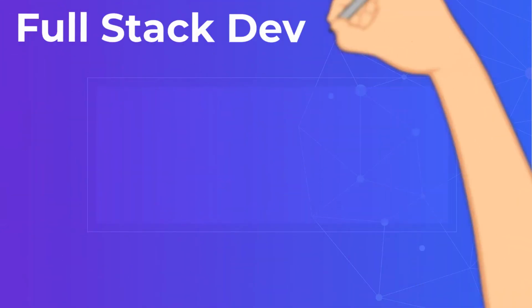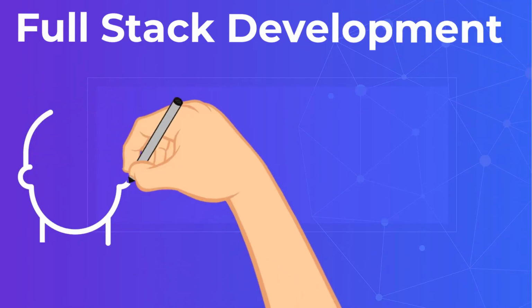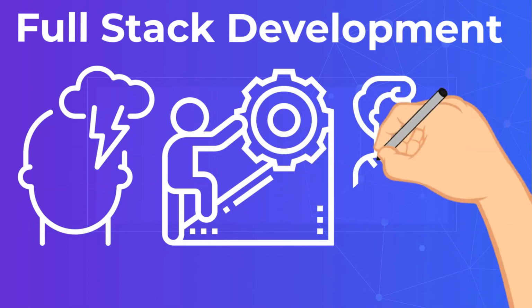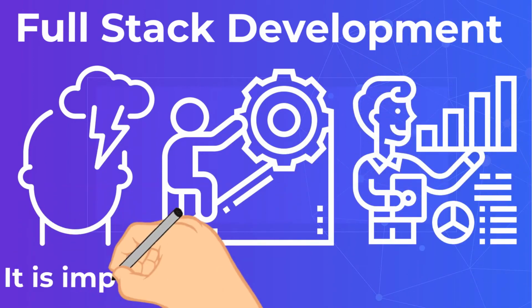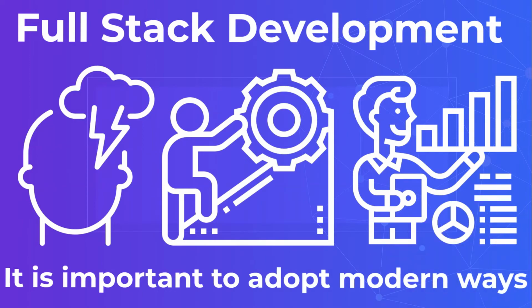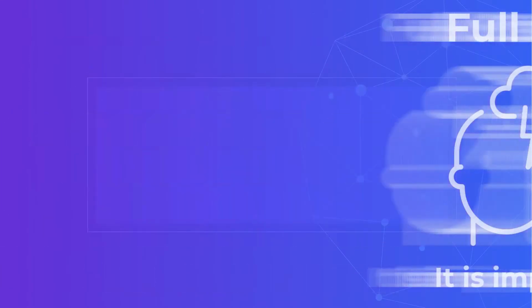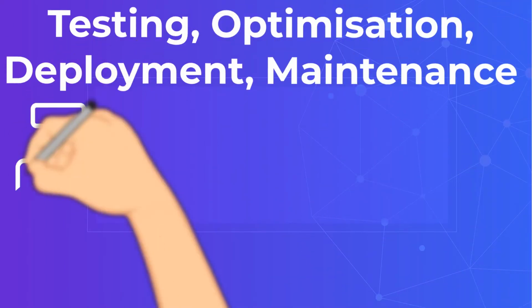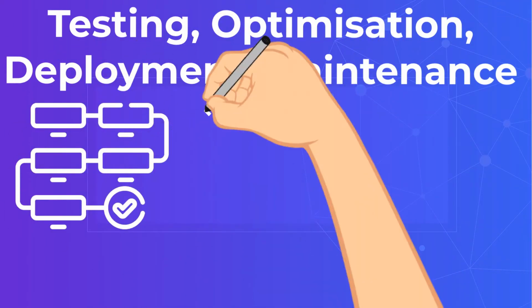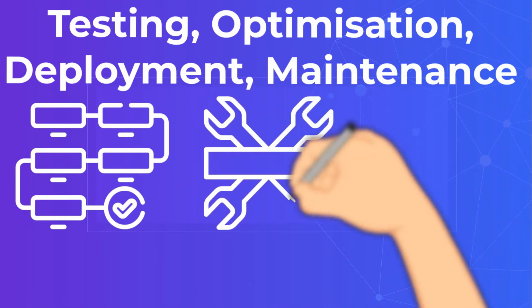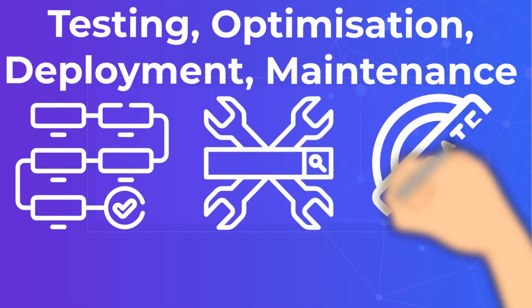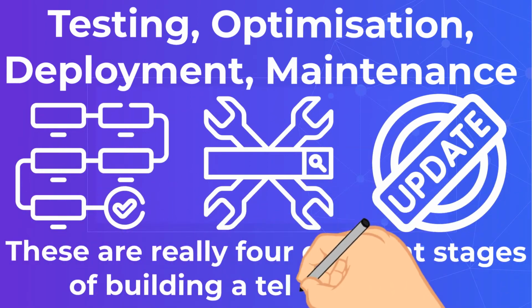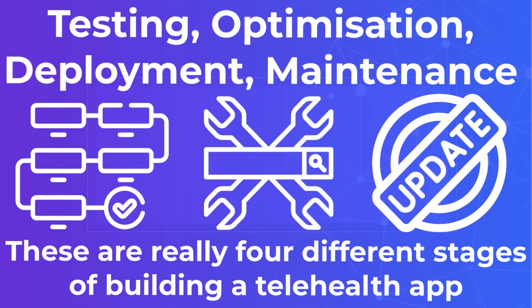Full stack development. This is the actual development stage, and the most stressful phase of how to make a telemedicine app. It is important to adopt modern ways to develop a telehealth application such as agile management and test-driven development. Testing, optimization, deployment, maintenance. These are really four different stages of building a telehealth app lumped into one, because once you get the main development process out of the way, all you have to do is keep testing and optimizing the app until it is ready to be shipped, and afterwards keep up with regular updates and maintenance.